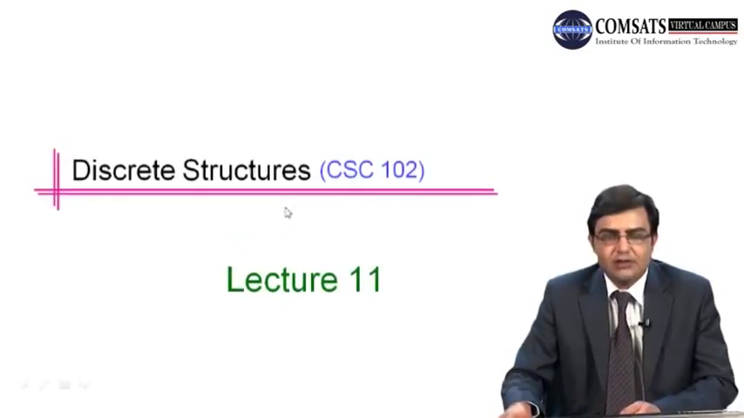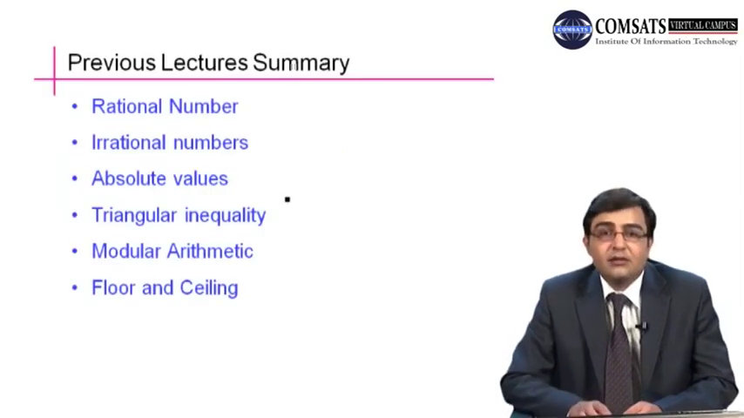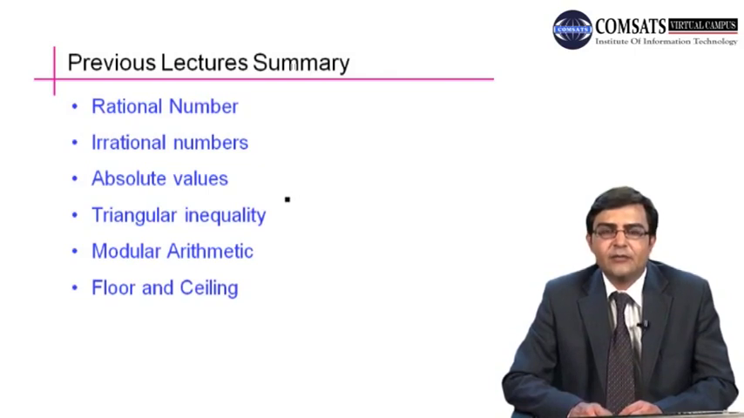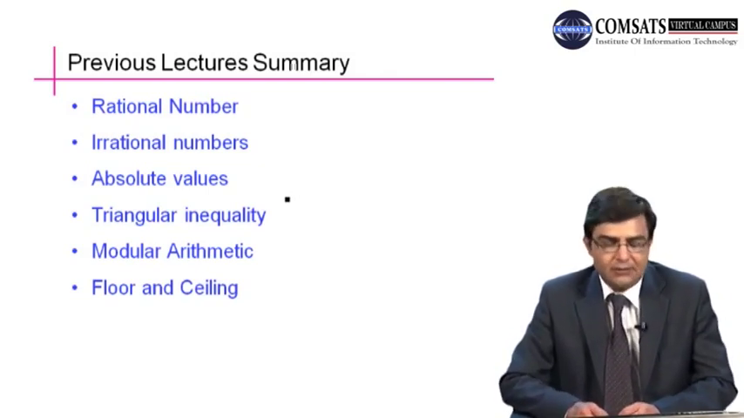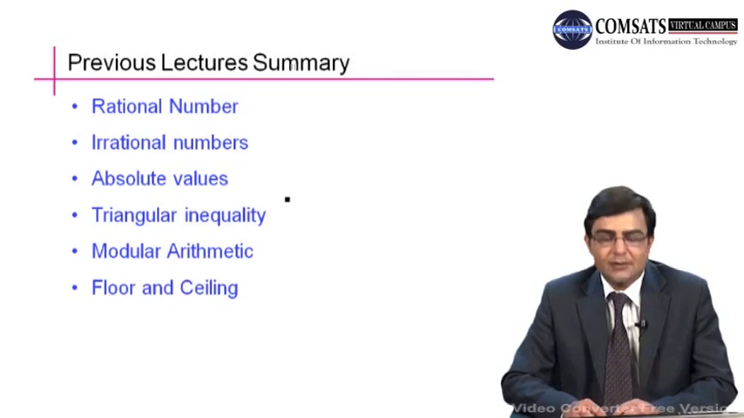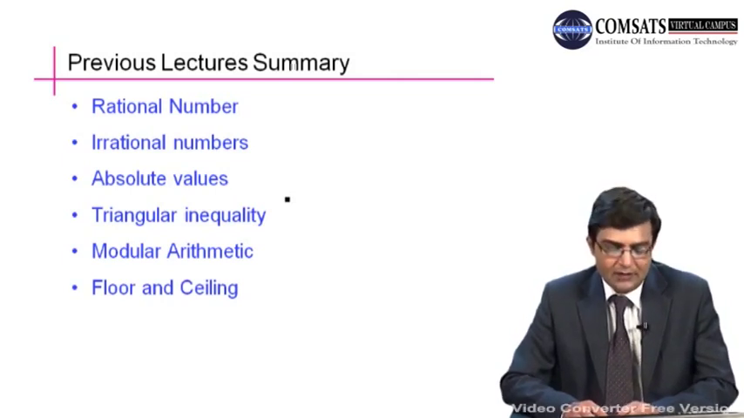In the previous lecture we have studied what rational numbers are, what irrational numbers are, and we have also seen that the real numbers are the union of rationals and irrational numbers. We have proved some properties of rational numbers and demonstrated some theorems related to rational and irrational numbers. We have also studied absolute values, the triangle inequality, and we have also discussed the floor and ceiling functions.